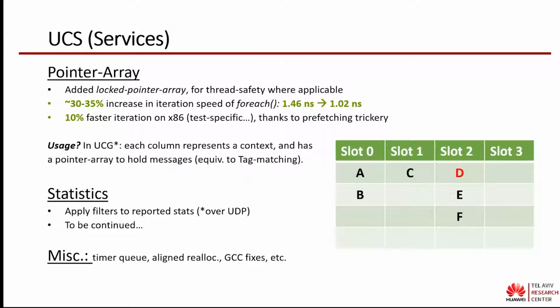The rationale is that we're using it in UCG to have a kind of ring buffer. We do some kind of tag matching in UCG without using the hardware to offload it. So we place pointers to messages in a pointer array, and it makes a lot of sense to us to accelerate looking through them.